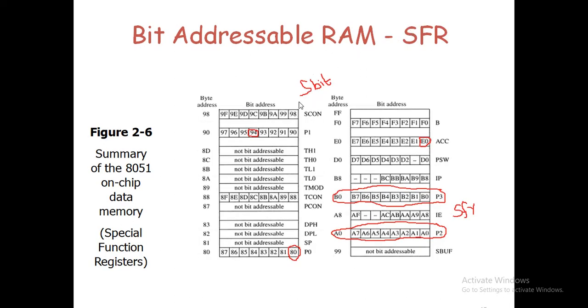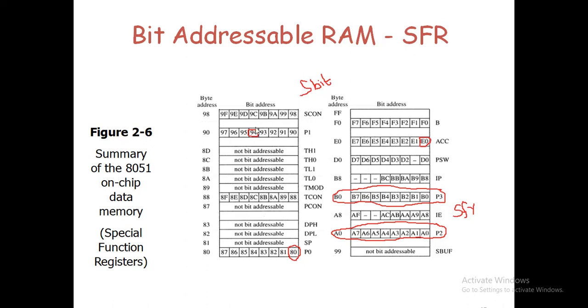Next is the memory organization related to the special function registers. They are also located inside the 8051 microcontroller. It will start from 80 to FF. This is the SFR memory organization of the 8051. Here a few registers are bit addressable and a few registers are not bit addressable. In this diagram itself they clearly mention which memory locations are bit addressable and which are not.